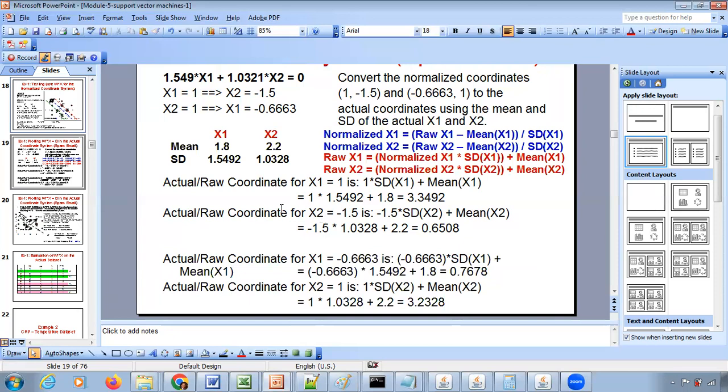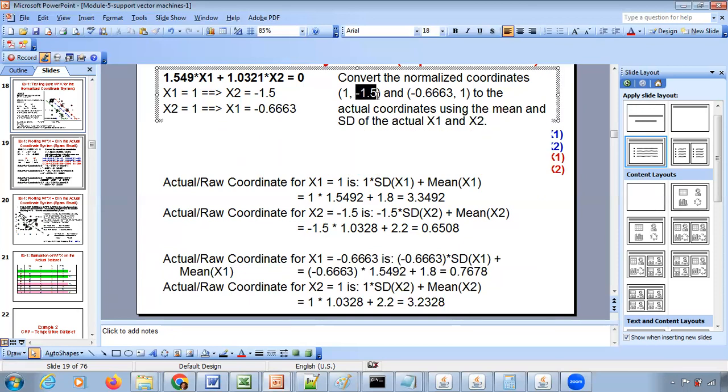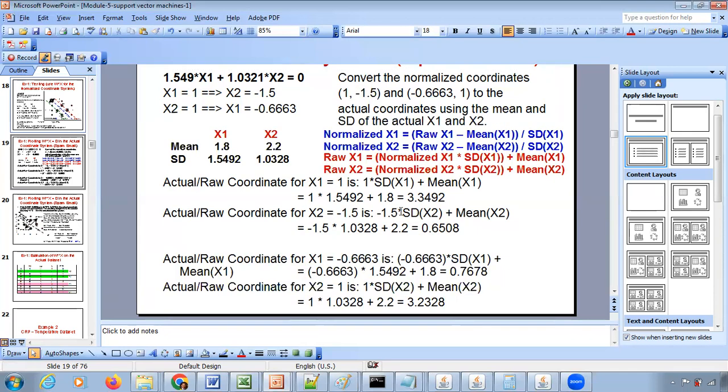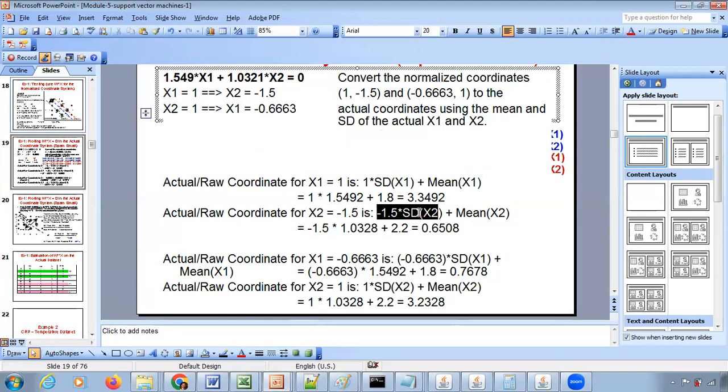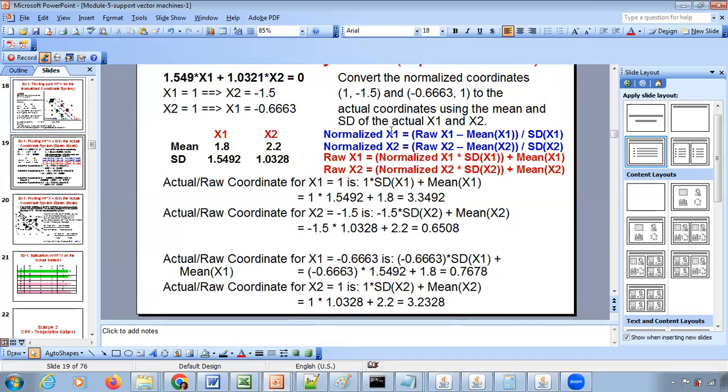Similarly, for this negative 1.5, we are still in this first point. That's x2, though. So that's going to be negative 1.5 times the standard deviation of x2 plus the mean of x2. This is the math for that. So for 1 comma negative 1.5 in the normalized coordinate system, it is the same as 3.3492 comma 0.6508 in the raw or actual data set or system.